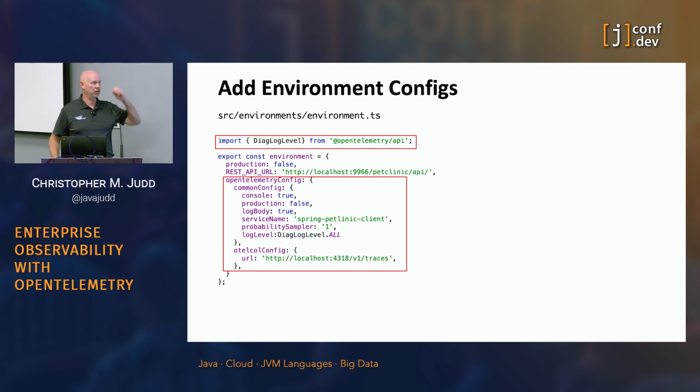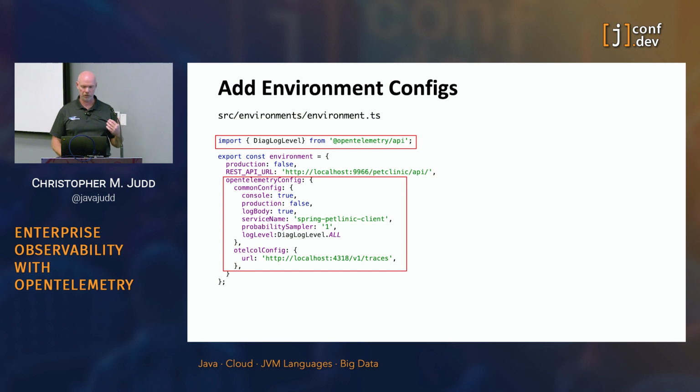We're not in production, so it actually makes it a little bit chattier. It doesn't batch it up by default. We're going to log the body as well, the payload that's going back and forth, so we can take a look at it for debugging purposes. Give it a service name so that when we look it up, it's easy to find based on basically a namespace. And then the log level we've set to all.